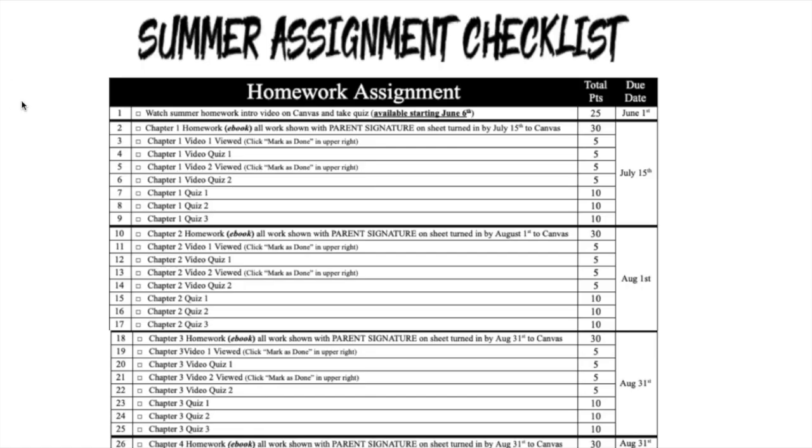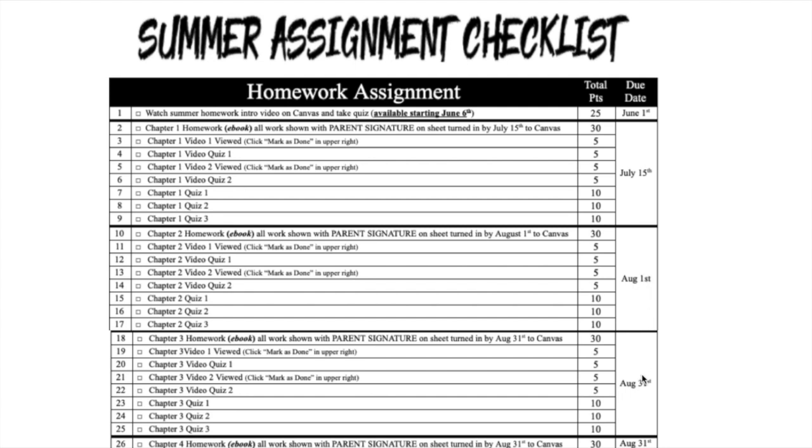So here's a checklist in your packet that you can see. And you can see the dates. So, for example, I actually meant that to say July 1st. On your packet, it does say July 1st. You need to have watched this video by July 1st and taken the quiz. The modules then for Chapter 1, Chapter 2, Chapter 3 will be due in the middle of July, the beginning of August, and the end of August.